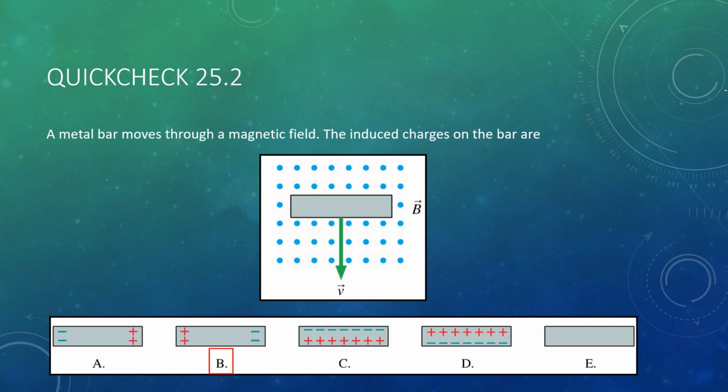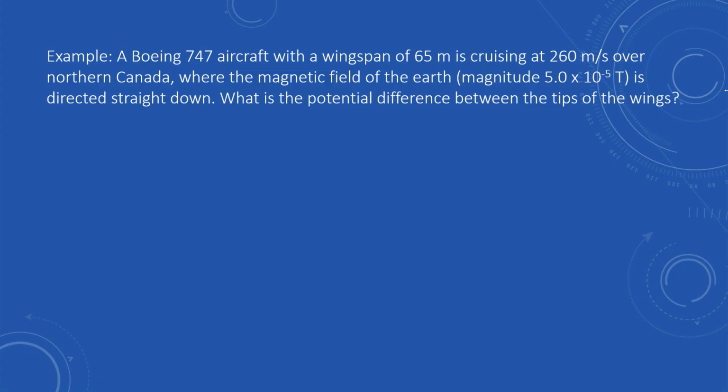All right, so let's conclude with one example, a very simple example, but just a really cool application of it, especially since I do tend to have a lot of aviation students. A plane is basically a conductor, and the Earth has a magnetic field, so planes flying through Earth's magnetic field are a perfect example of everything we've just discussed. So in this example, a Boeing 747 aircraft with a wingspan of 65 meters is cruising at 260 meters per second over northern Canada, where the magnetic field of the Earth of 5 times 10 to the minus 5 Tesla is directed straight down. The question asks, what is the potential difference between the tips of the wings?